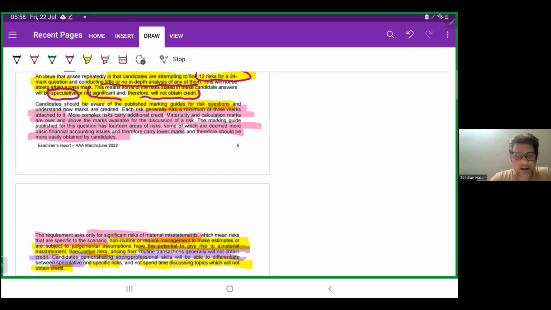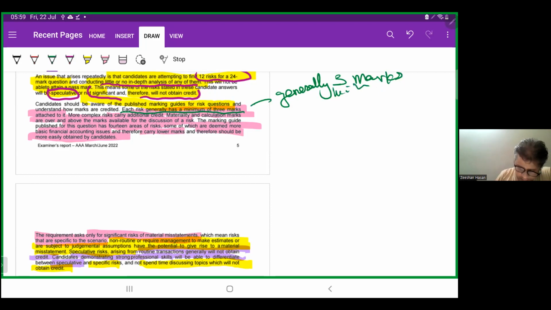Now, candidates should be aware of the published marking guide for six-mark risk questions and understand how marks are credited. Each risk generally has a minimum of 3 marks attached to it. More complex risks carry additional credit. That means some risks are worth more than 3 marks.